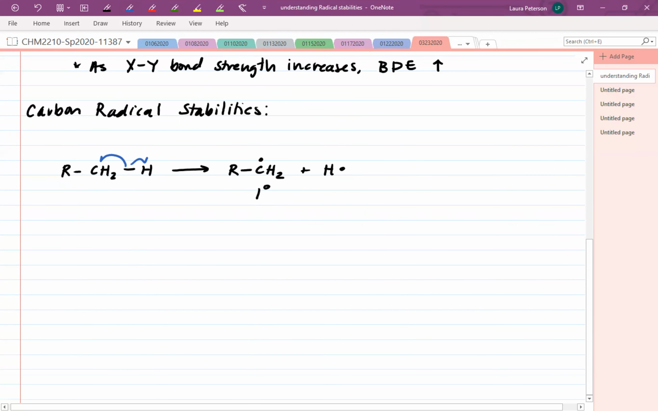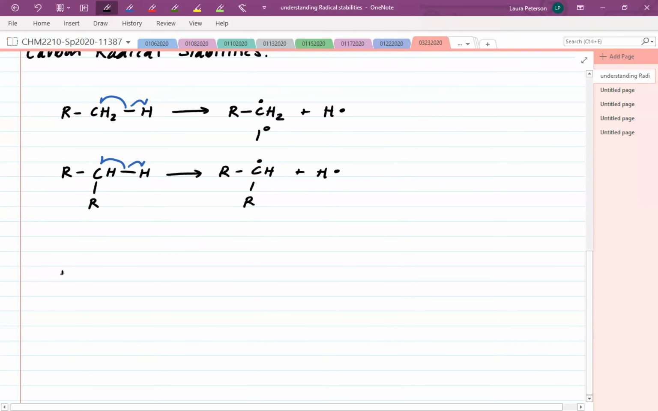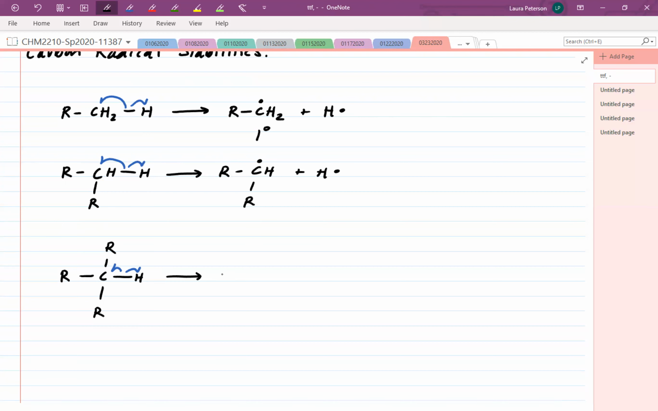All right, we can do the same thing for secondary. I'm going to replace one of those central hydrogens with a carbon, and we would have the same mechanism where we do a homolytic bond cleavage. Now we have a secondary radical because the carbon that bears the radical is bound to two other carbons. And then lastly, we could generate a tertiary radical. That's where the carbon that we're going to form the radical at is bound to three other carbons. We have the same homolytic cleavage mechanism that we've had up above, and let's draw the products here.